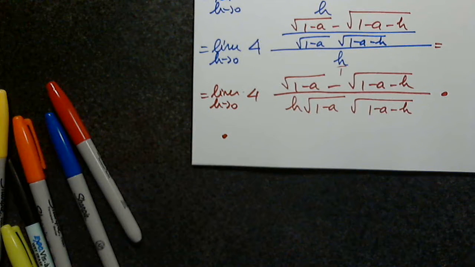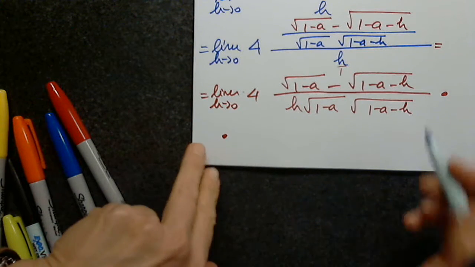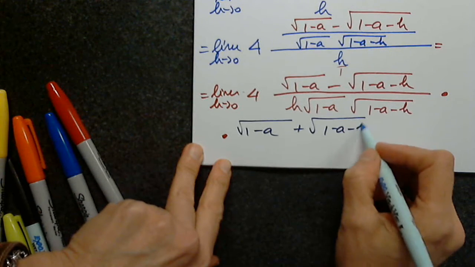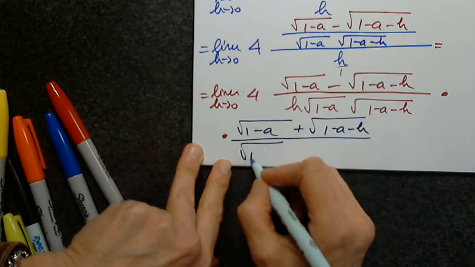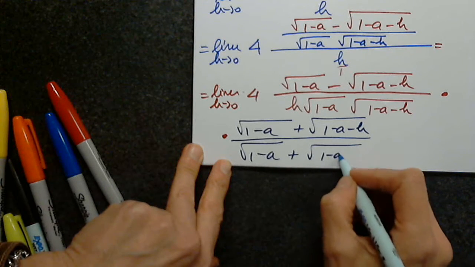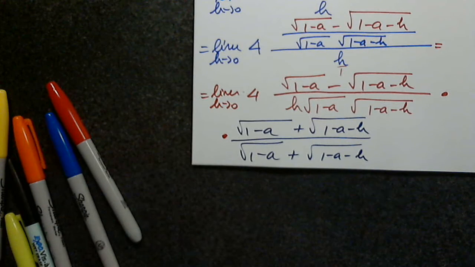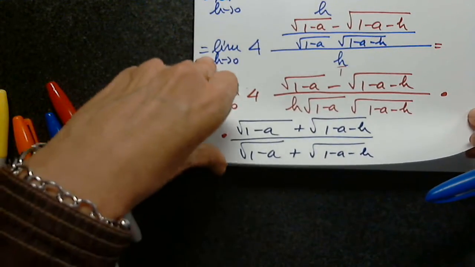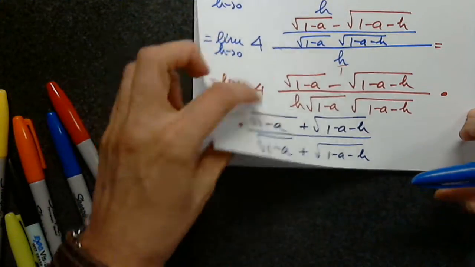Of course, the top. So don't even think of rationalizing something from the bottom because they're not 0 anyway. So I have the square root of 1 minus a plus the square root of 1 minus a minus h over the square root of 1 minus a plus the square root of 1 minus a minus h. What happens next? Yes, I go to the next page, I know.